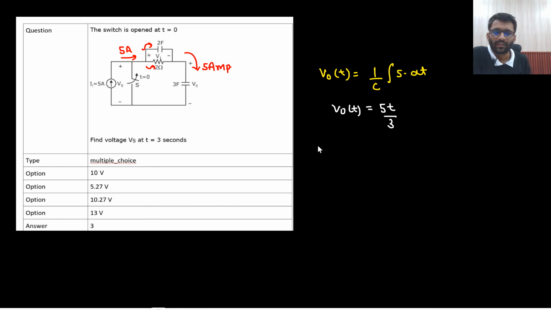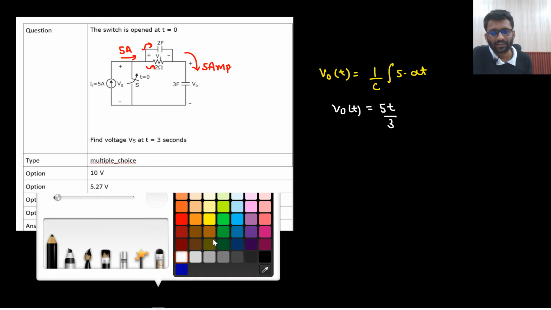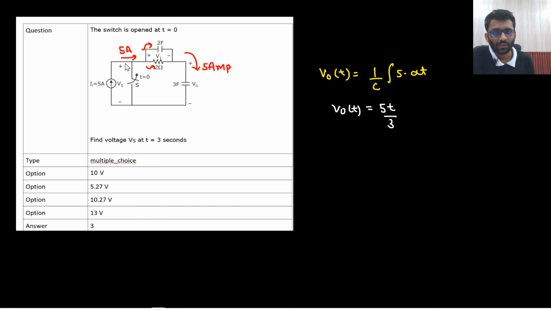What about v1(t)? Tell me what will happen to v1. Initially the capacitor acts as a short circuit, right? Will there be any impulse current? No, there will not be any impulse current. There will be constant current, that is 5 ampere.